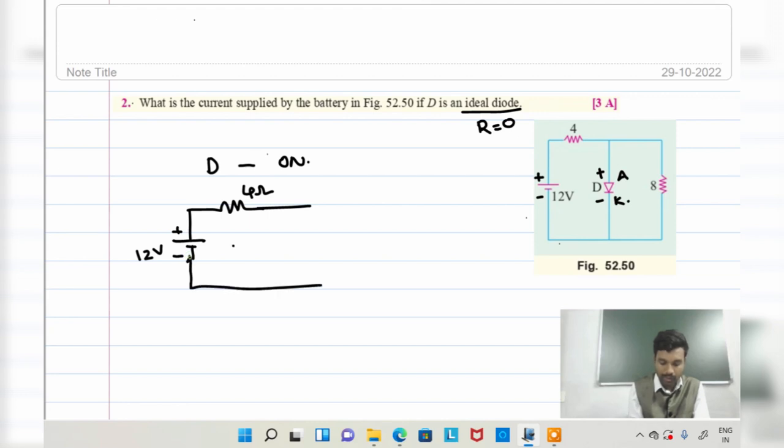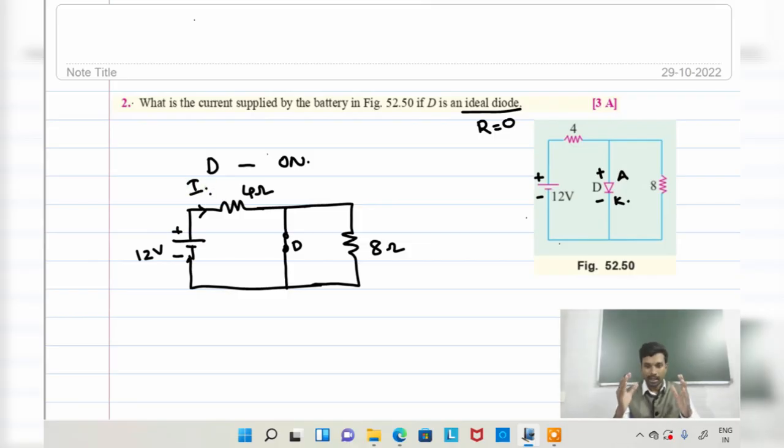Look at here. Diode D is an on switch, which is nothing but a closed one. This is diode D. Here the resistance is 8 ohms. Okay, this is our circuit. We need to calculate this current I.